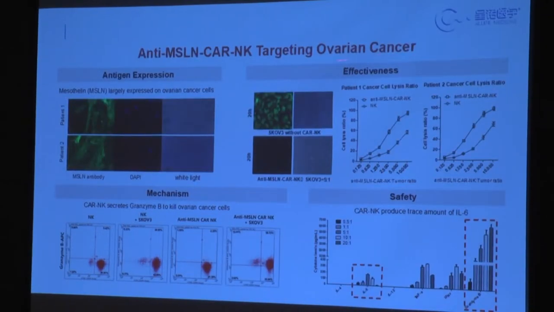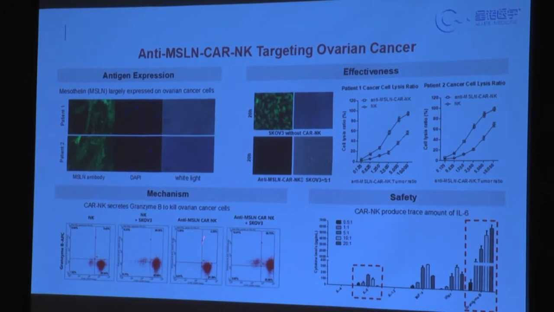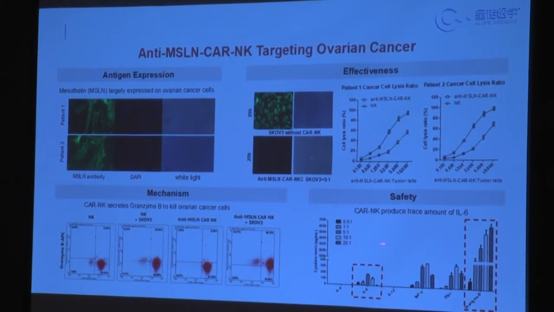And also we talked about ovary cancer. We can clearly see the safety, and also the tumor size is reduced and the lifespan is longer after the treatment.